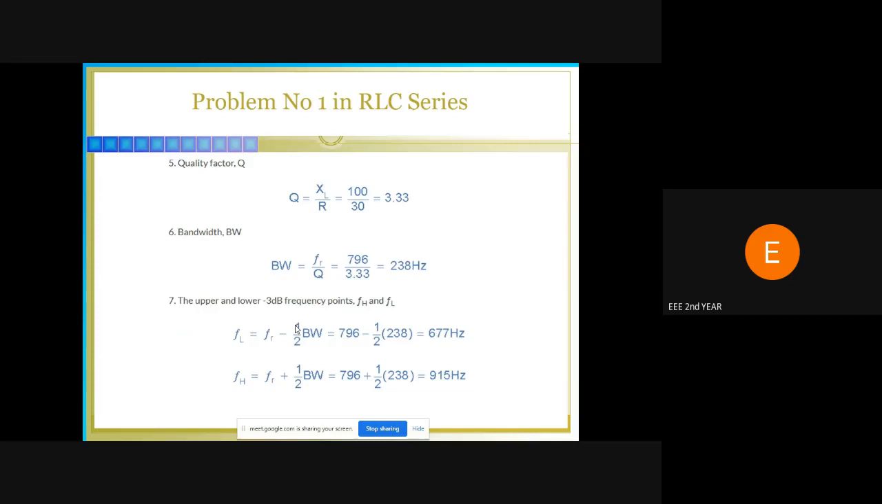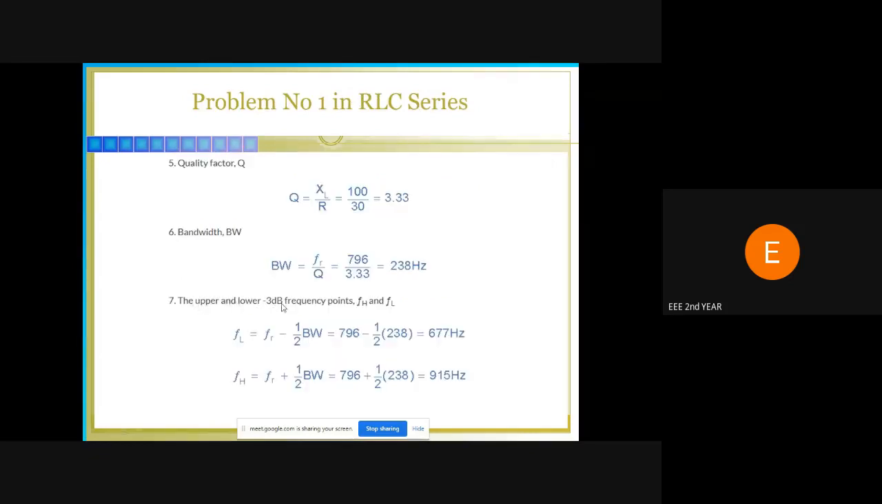And the bandwidth BW is equal to F1 divided by Q. Resonance frequency is 796 divided by 3.33. So it produces the value of 238 hertz, right?